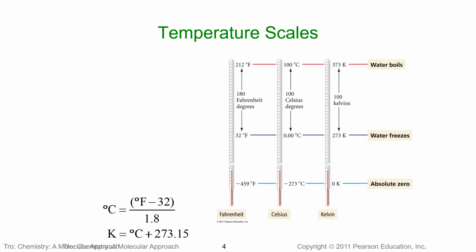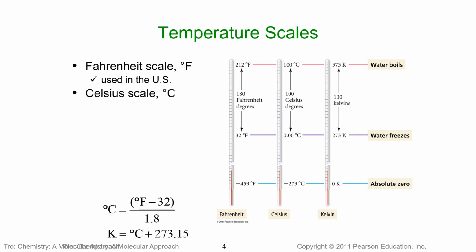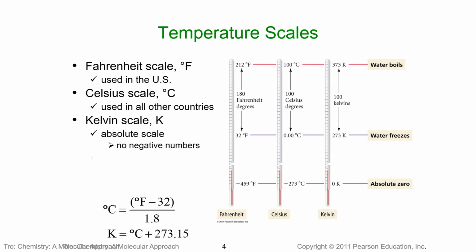So for temperature, we're pretty familiar with the Fahrenheit scale. This is what we use in the United States. Everywhere else in the world uses Celsius. And the Celsius scale is based on where water freezes and where it boils, and evenly splitting those differences into 100 even spaces. In science, we use the Kelvin scale.